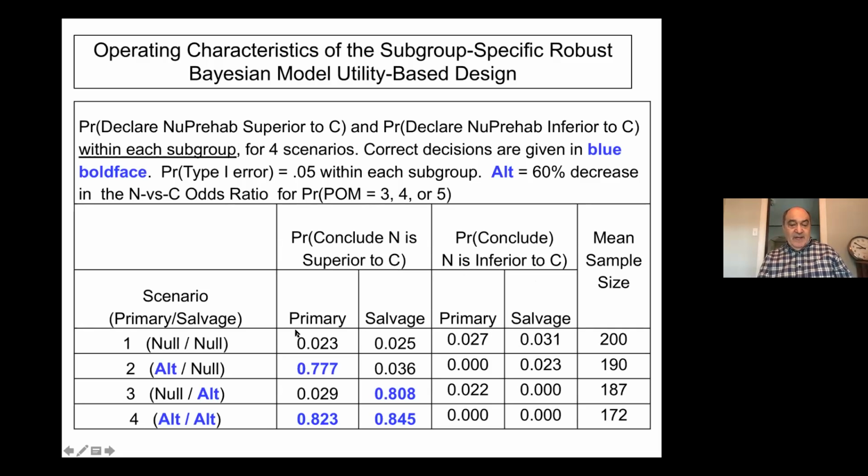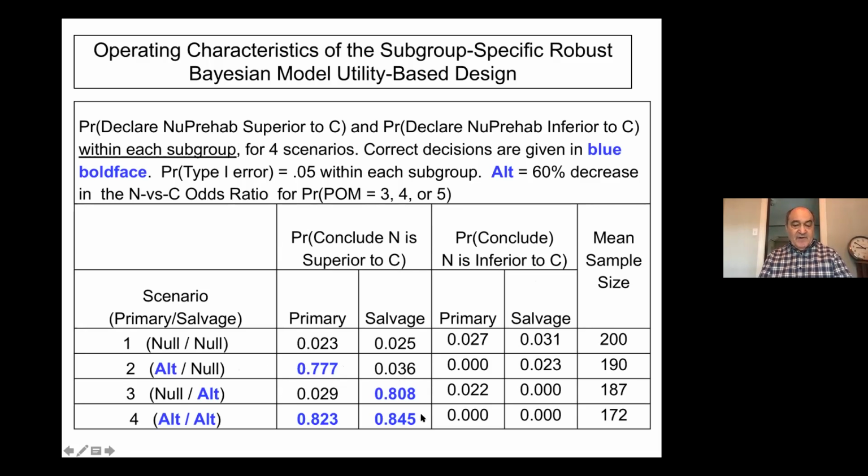is small. Now, case 2 is interesting because now we've got a subgroup effect. So in this case, in the primary patients, you've got a new prehab effect, but in the salvage patients, there is no effect. And what you see is the design intelligently picks that up in the subgroups. So it's able to say, with probability about 78%, yes, there's an advantage to giving new prehab, but it's very unlikely to make that incorrect conclusion for the control patients.